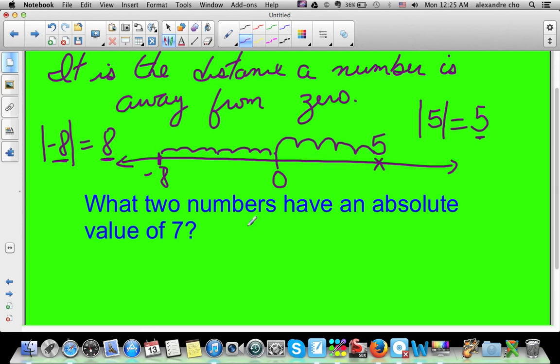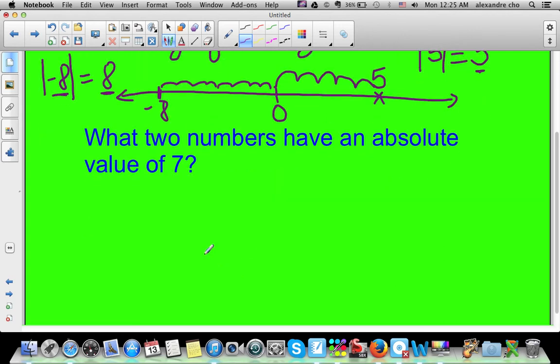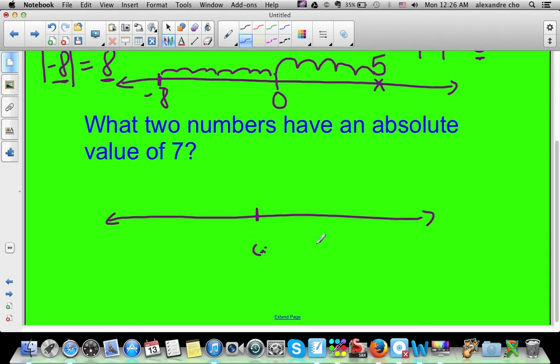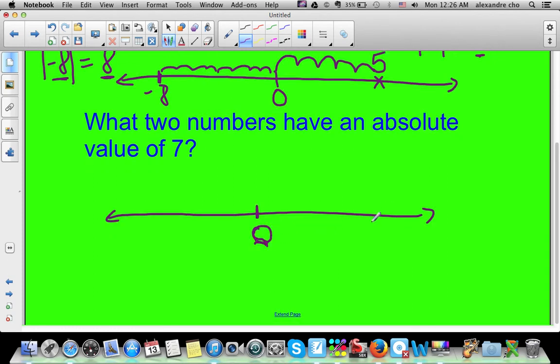Okay? So bottom question, what two numbers have an absolute value of 7? So there are two numbers out there that have an absolute value of 7. Well, I'm going to use a number line here. If this is 0, if that's 0, what number is 7 spaces away from 0? Well, on the right side, on the positive side, let me make this negative, there's a number here. That number is 7. This number right here is 1, 2, 3, 4, 5, 6, 7 spaces away from 0.